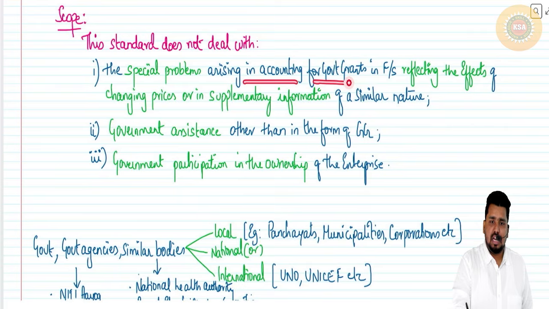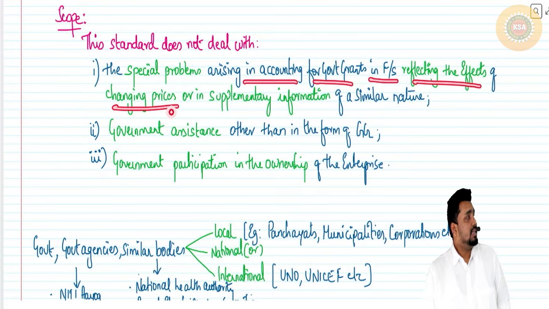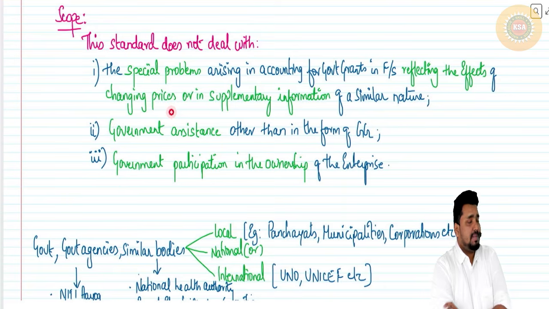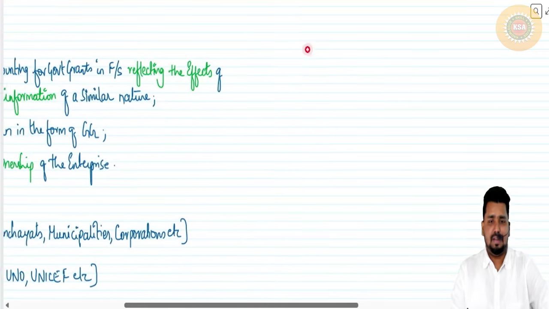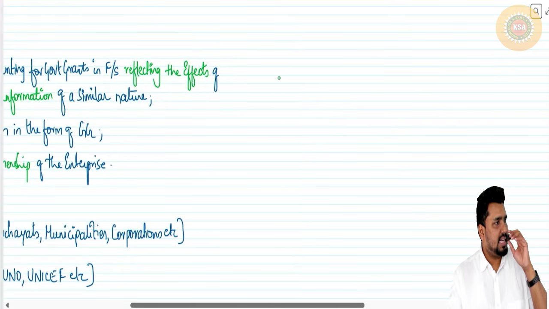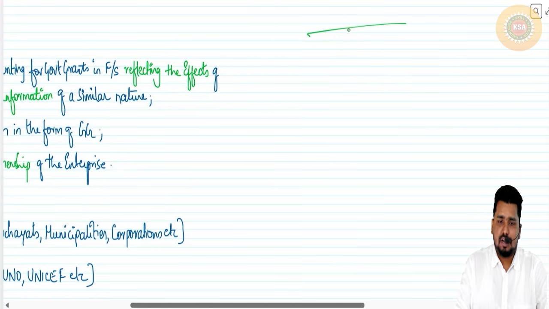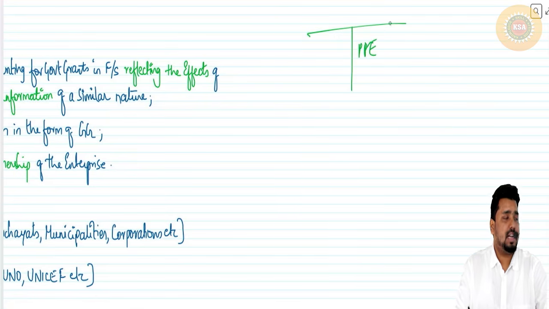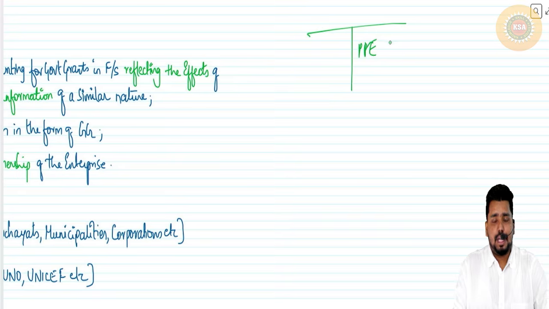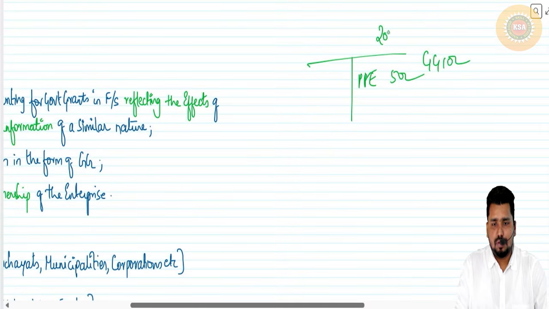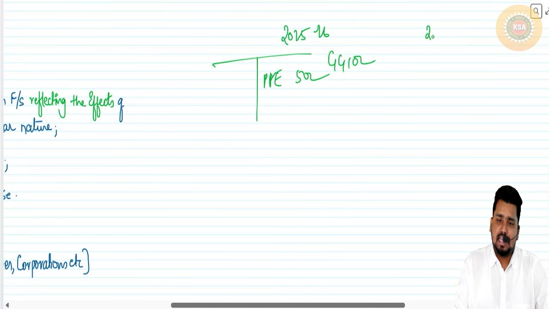Arising in accounting for government grants in financial statements reflecting the effects of changes in prices, or supplementary information of a similar nature. For example, when there is an inflationary condition in the country, I have already recorded Property, plant and equipment of 50 lakhs. I have received a government grant of 10 lakhs in the current year 2025-26. Assume in the next year there is inflation in the country, say 10%.